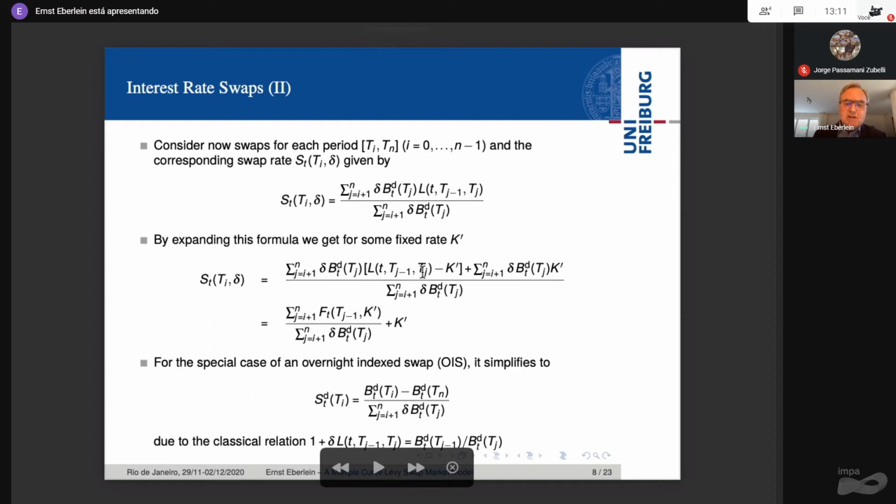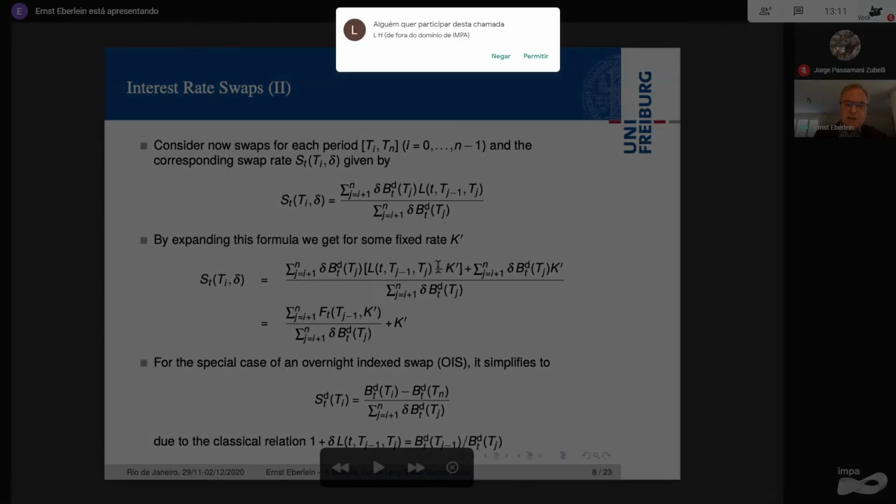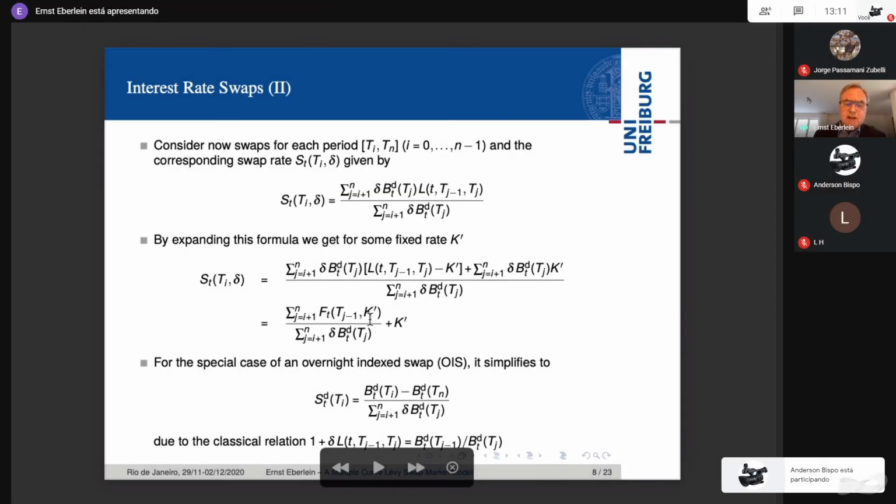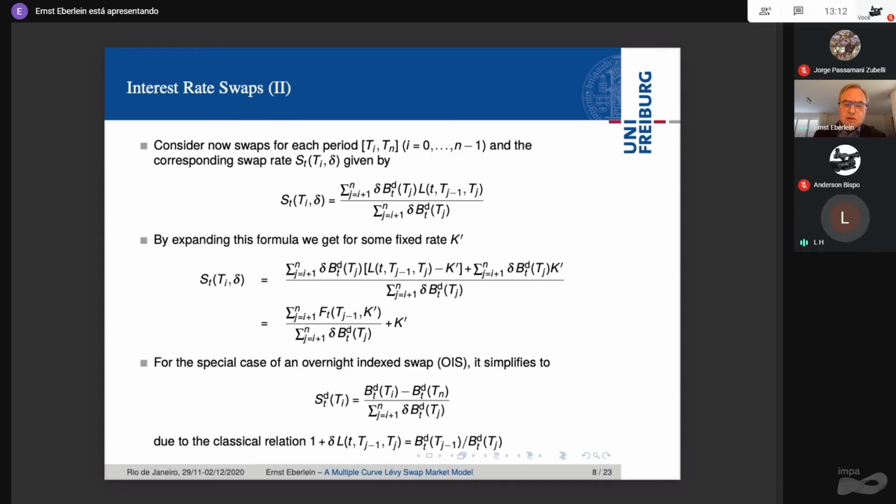We subtract from the rate L a fixed rate K prime. In order to get equality again, we have to add it again. And now we divide by the same quantity. And what we see is the first sum here is nothing but a sum of values of forward rate agreements. Here, what remains is a K prime. So the new quantity which comes in is this value of a forward rate.